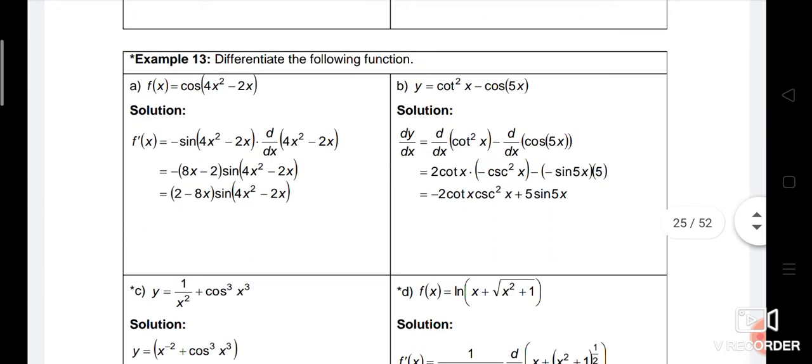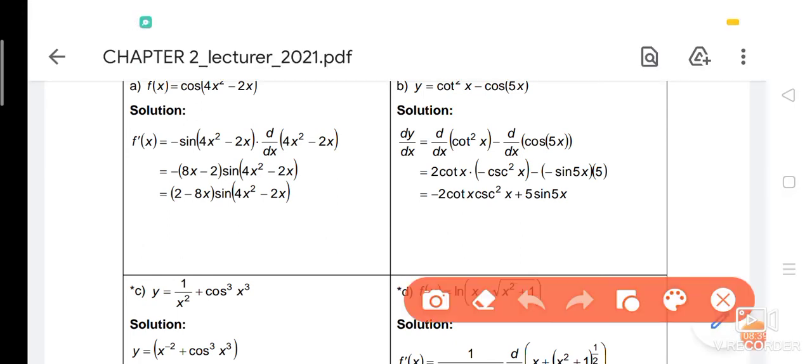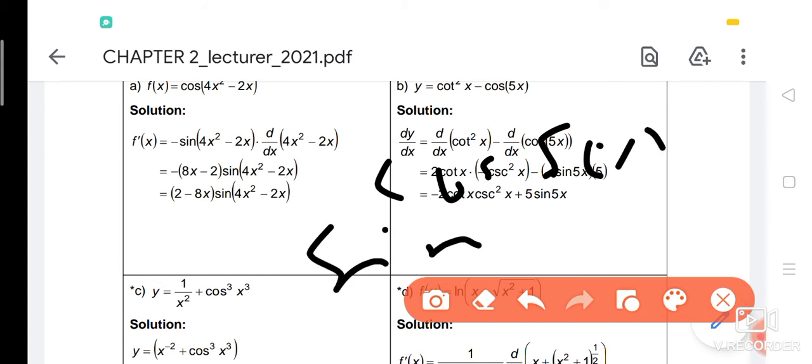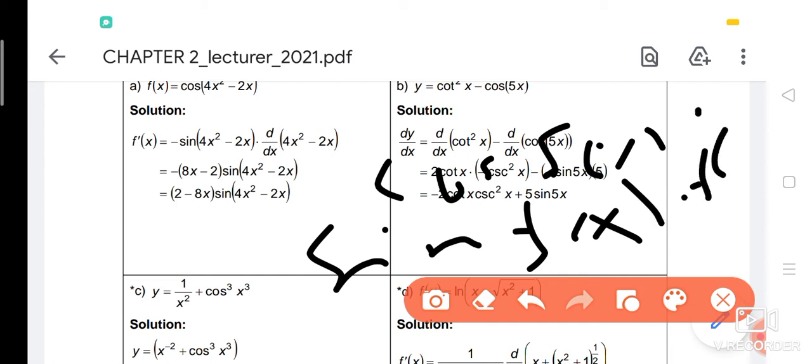Okay, lagi example 13. Differentiate the following function. Given a, f(x) equal to cos (4x square minus 2x). Okay, jadi differentiate, maksudnya differentiate cos f(x) kan. Apa formula dia? Diberi cos f(x), differentiate dia. Differentiate cos adalah minus sin, tiru f(x). Next, barulah differentiate f(x). Find f prime x kan.